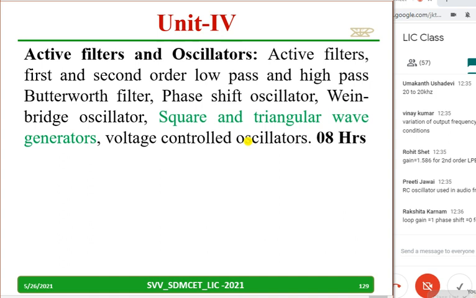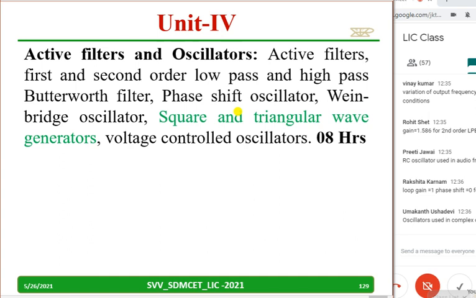And RC oscillator used in audio frequency. Preeti is typing, Rakshita is typing, gain should be 1, phase shift should be equal to 0, sir. Then only you will get oscillations. Very good. Many students are picking important sentences and sharing them with the classmates, so that every student can revise so much of information within a few seconds. That's the reason I ask you people to type in the chat box.